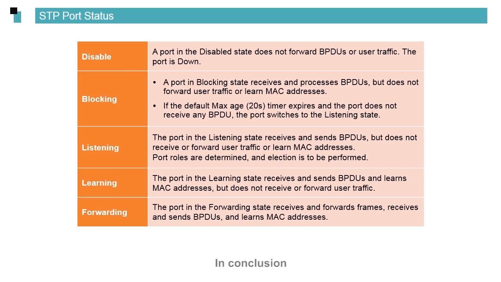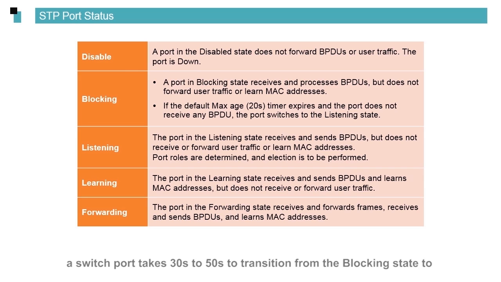In conclusion, a switch port takes 30s to 50s to transition from the blocking state to the forwarding state, which is relatively slow. To speed up state transition, a port can be defined as an edge port, which can swiftly switch from the blocking state to the forwarding state without the delay of 30s to 50s.